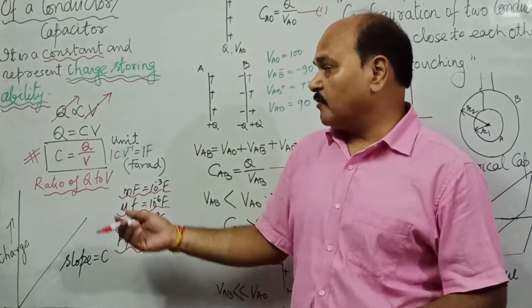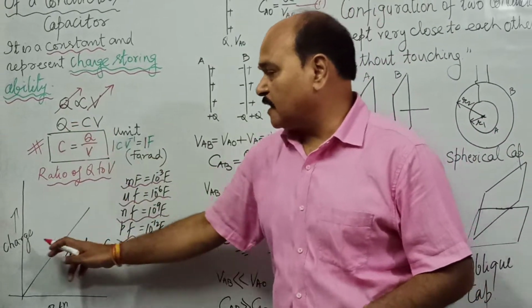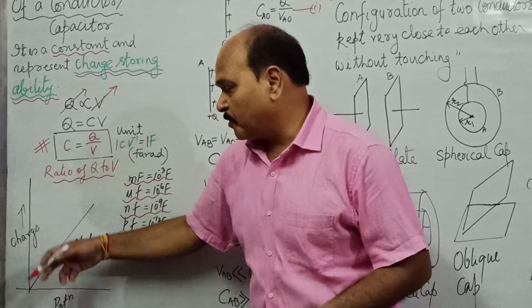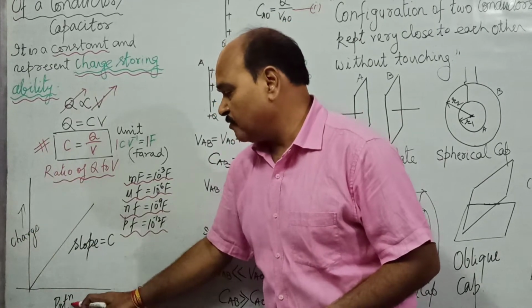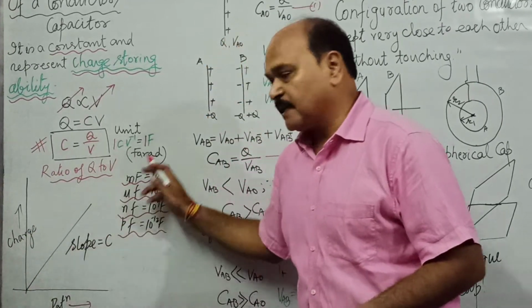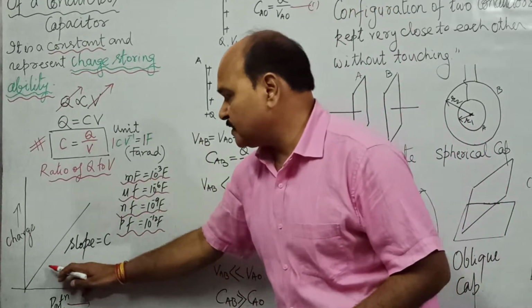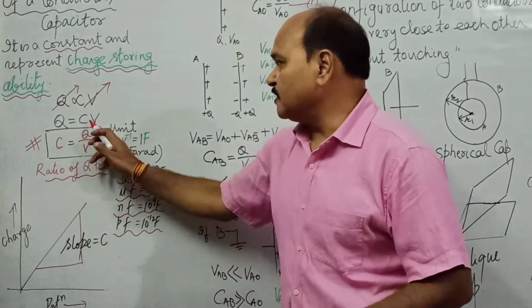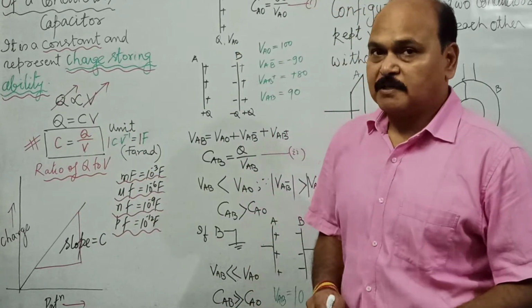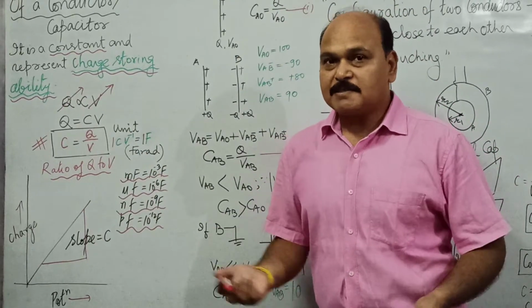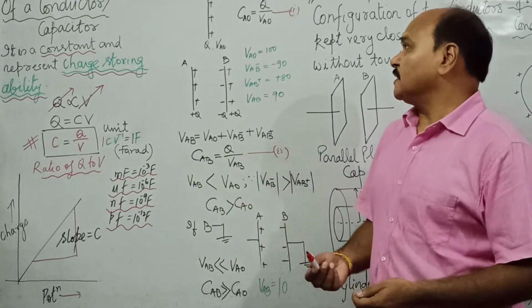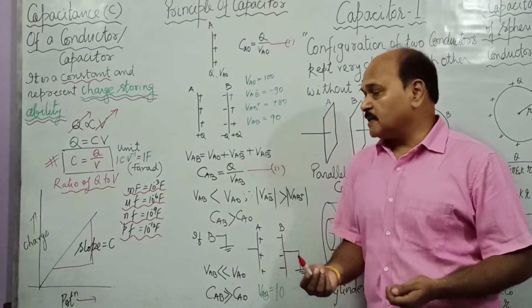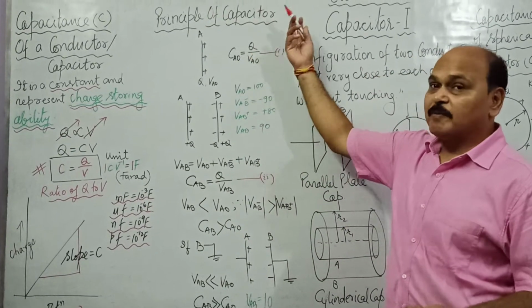As we have already understood, Q and V are directly proportional to each other. So if we plot a graph between charge and potential for a conductor, we always get a straight line, and the slope of the straight line represents C, the capacitance of the conductor. Now let us understand, why do we make a capacitor? Well, the answer lies here in the principle of a capacitor.